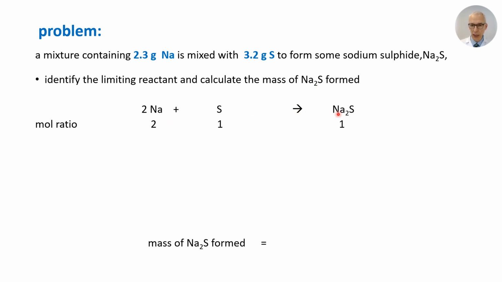Here's the balanced equation. Note there is a 2:1:1 ratio. 2 moles of sodium form 1 mole of sodium sulfide. 1 mole of sulfur forms 1 mole of sodium sulfide. That will be relevant in your calculation. Come up with the mass of sodium sulfide formed and through identifying the limiting reactant. Pause the lesson, complete the calculation, come back to check and correct when you are ready.